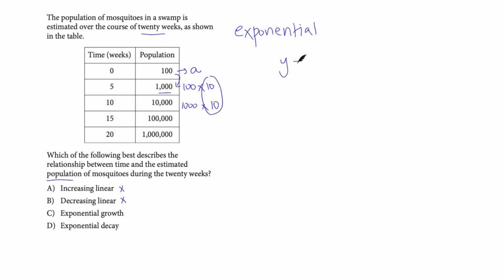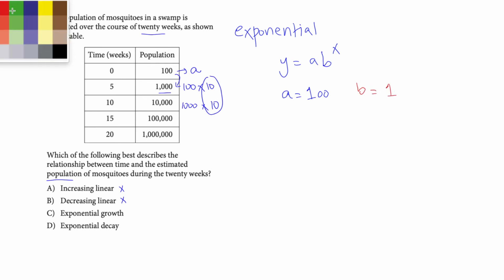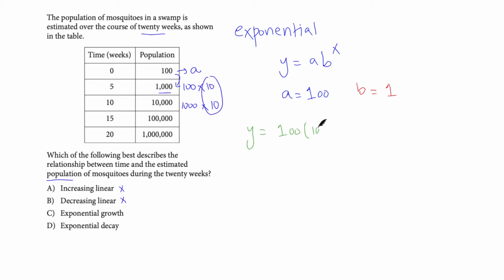So the equation is y equals ab raised to power x. a is basically 100. b is the growth factor, that is 10. So our equation would look something like this: y equals 100 into 10. Now be very careful with the exponent. You see the mosquito population starts at 100 in week 0 and then is multiplied by a factor of 10 every 5 weeks. Every 5 weeks, not every year. So whenever you have a similar statement, you will have a fraction as an exponent. The exponent will be t over 5 and not 5t.